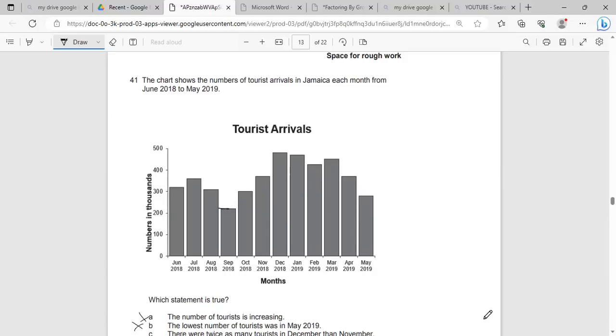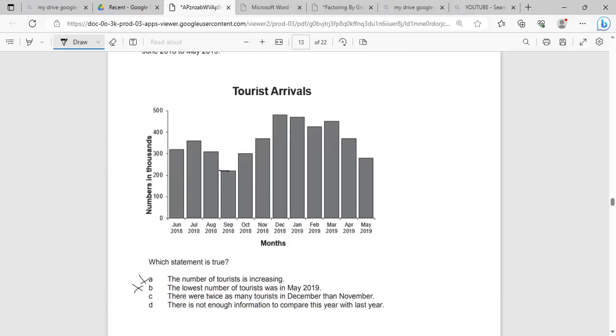So we know it's one of the two options. There were twice as many tourists in December than November. Not twice. Let me see. December, all right, so that goes up to what? I could call it 500. Than November. I see November here. Where did it go down? Call that three hundred something. No, that's not twice.